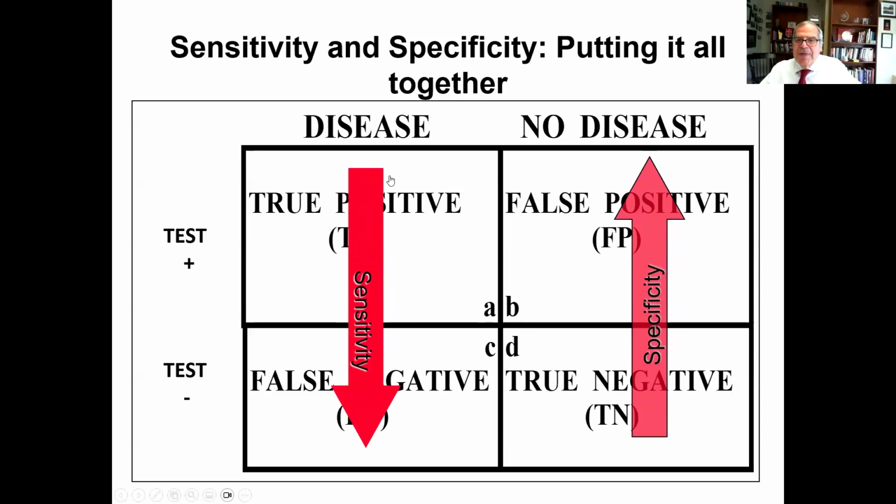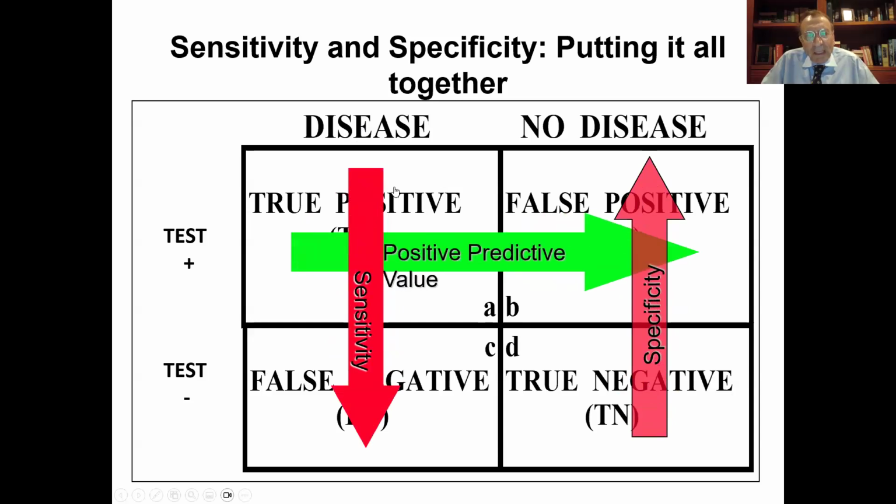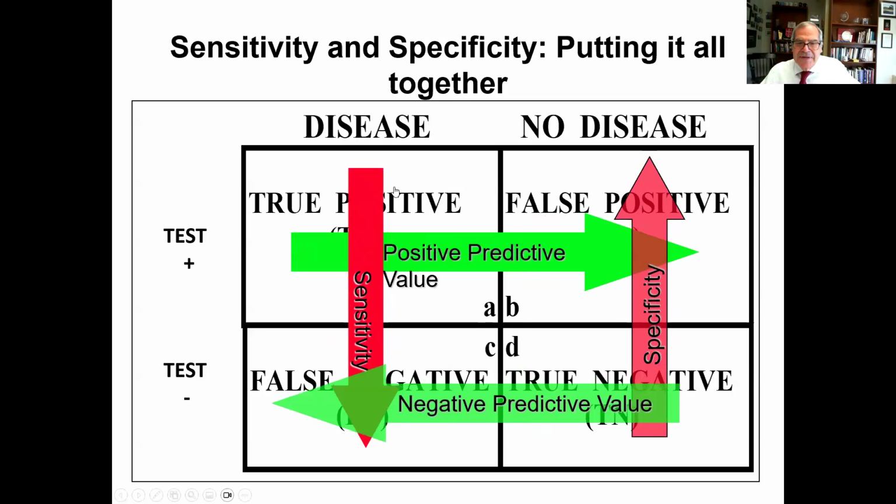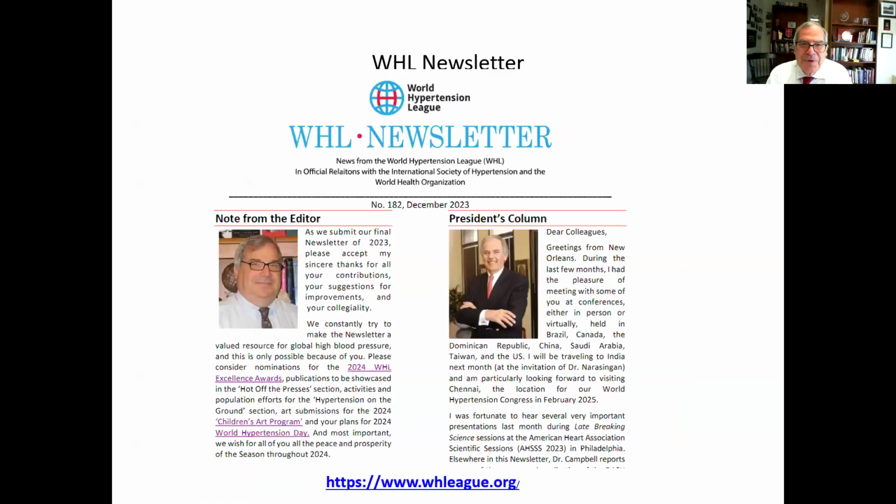Specificity deals with the people that do not have the disease, and the concern is the false positives. The positive predictive value, again, deals with people that tested positive. Again, at that point, the false positives are an issue. And the negative predictive value deals with people that tested negative, and our concern is the false negatives that we bring.